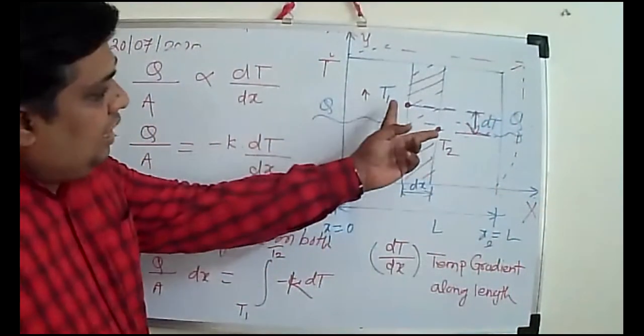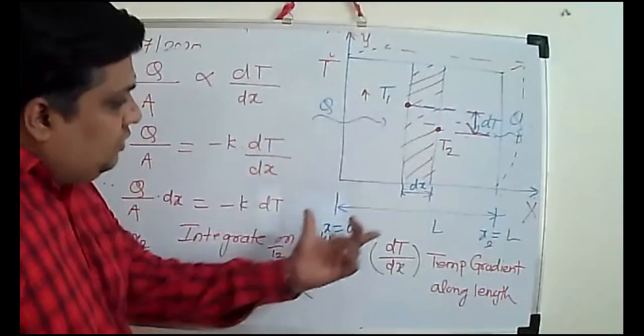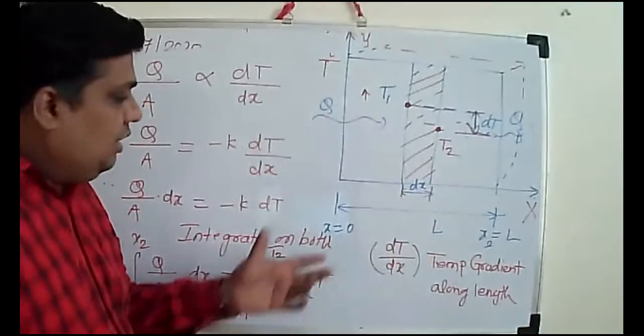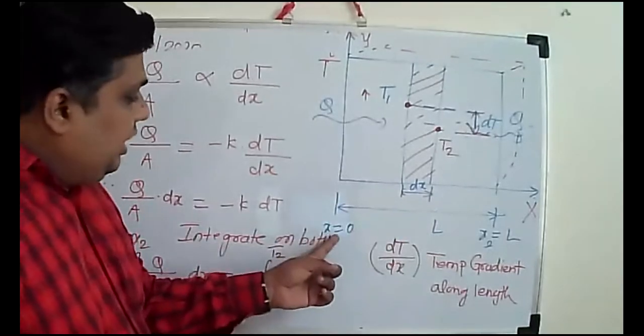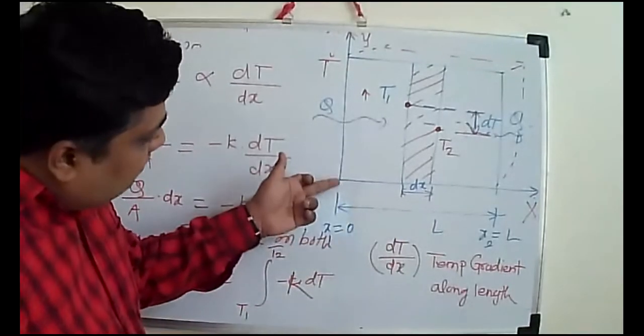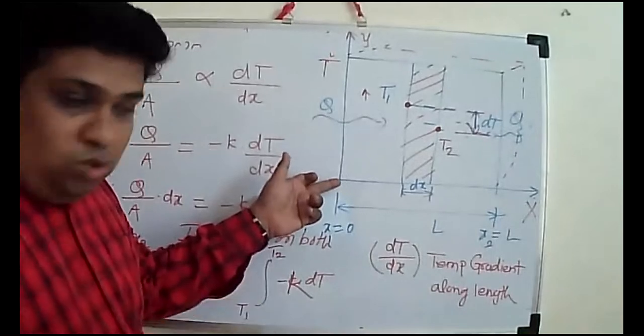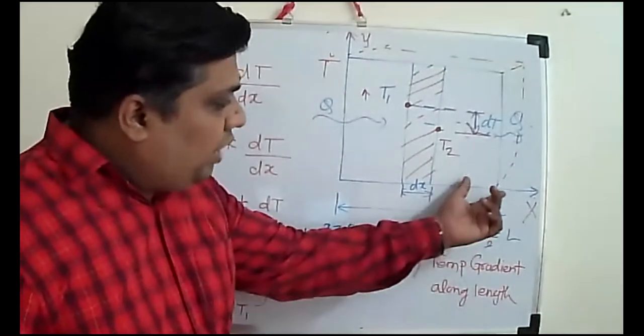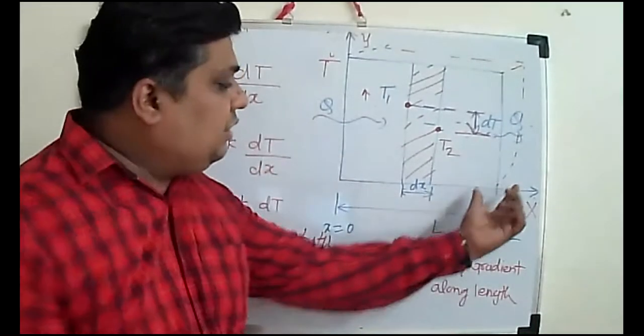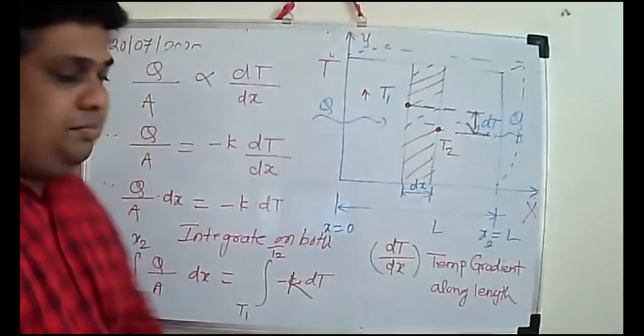वैसा टेम्परेचर का लिमिट है T1 T2, वैसा लेंथ का लिमिट है x1 is equal to 0 because this is nothing but the origin, and x2 is equal to L. यहाँ पे टोटल लेंथ L आता है इसलिए x2 is equal to L.